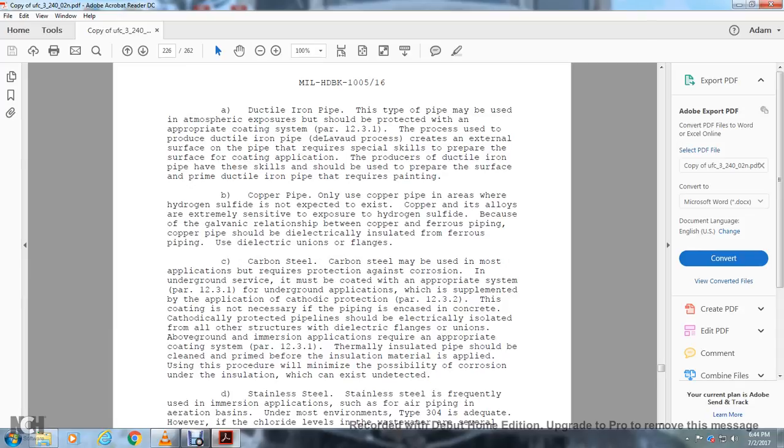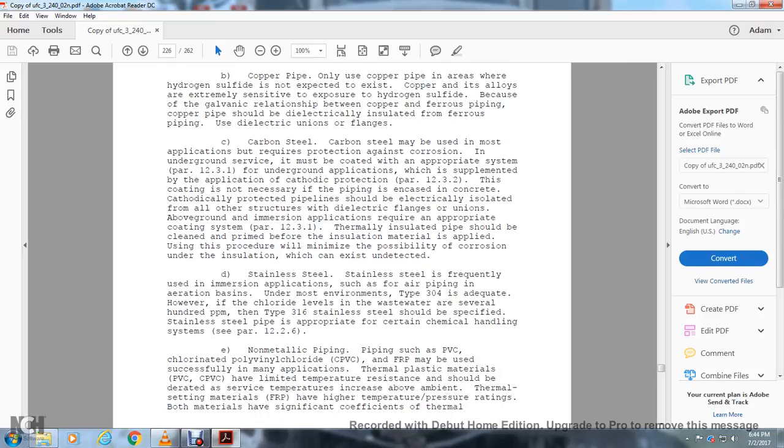Carbon steel. Carbon steel may be used in most applications, with protection against corrosion required for underground surfaces. It may be covered with the appropriate coating system for underground application, with cathodic protection, paragraph 12.3.2. The coating is not necessary if the piping is encased in concrete. The pipeline should be electrically isolated from all other structures with dielectric flanges and unions above ground. Immersion applications require the appropriate coating system of paragraph 12.3.1. Thermally insulated pipe should be cleaned and primed before the insulation material is applied, using a procedure that will minimize the possibility of corrosion under the insulation, which can exist undetected.